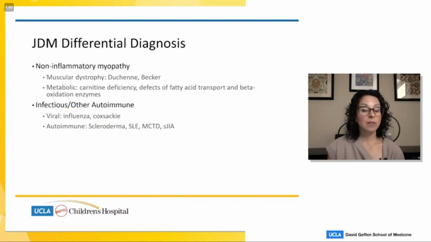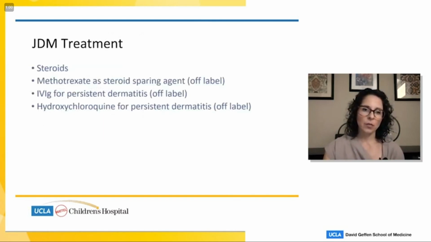So what else are you thinking about if you have an individual with symptoms of a myopathy? Non-inflammatory myopathy includes the different muscular dystrophies, as well as metabolic diseases. You should also include in the differential diagnosis infections or other autoimmune diseases. Infections, specifically Coxsackie; autoimmune disease, scleroderma, lupus. MCTD is mixed connective tissue disease, which is essentially the cousin of lupus. SJIA is systemic juvenile idiopathic arthritis.